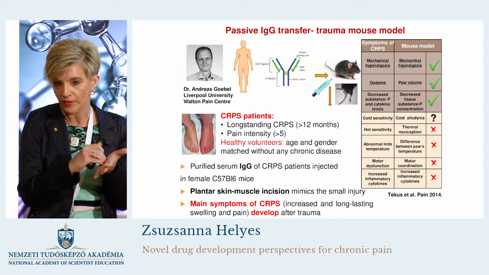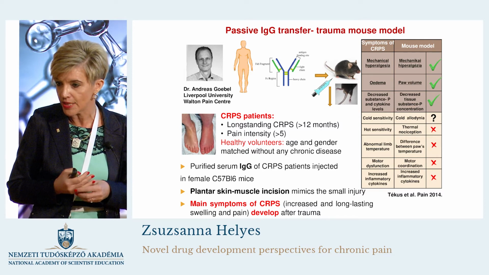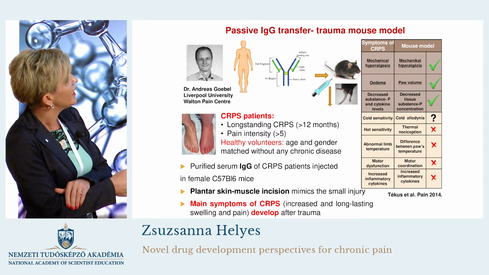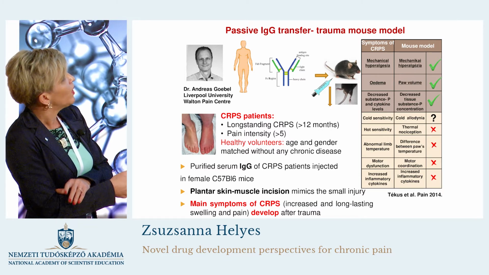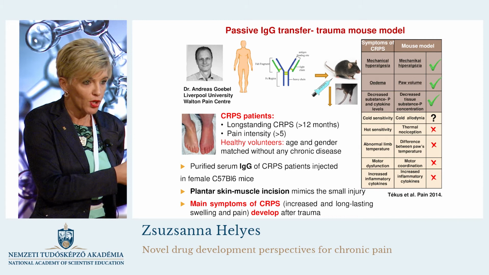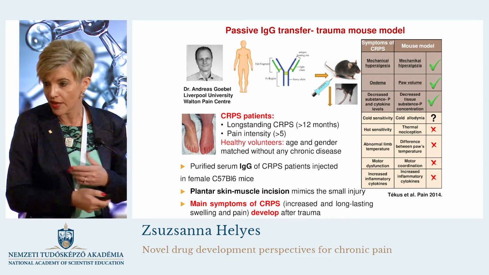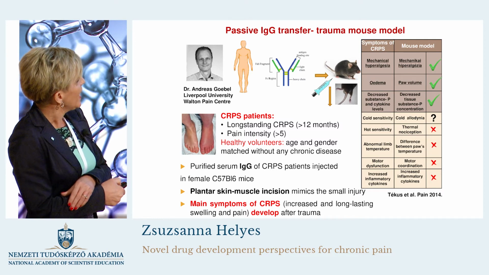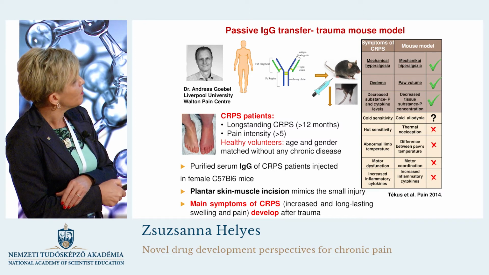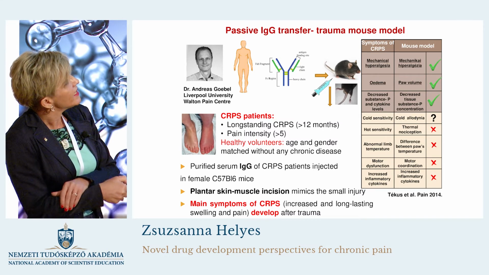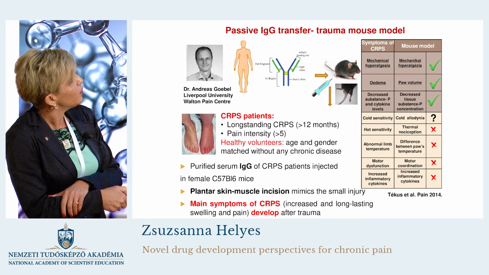incision on the mouse paw that mimicked the small injury that happens in animals. And then after doing this small injury, which is normally healed in the mice, we treated one group of mice with healthy human immunoglobulin and the other group of mice with diseased patients' purified immunoglobulins. And then we measured the main symptoms of complex regional pain syndrome in animal models. And this is a summary. We published that in 2014.